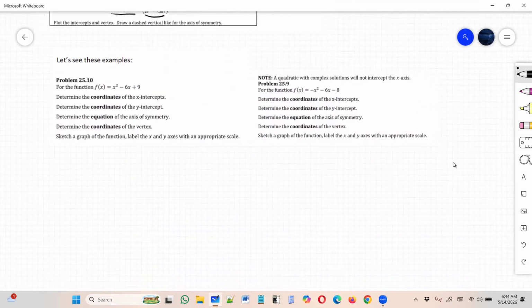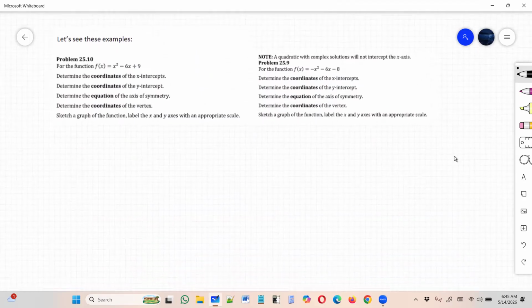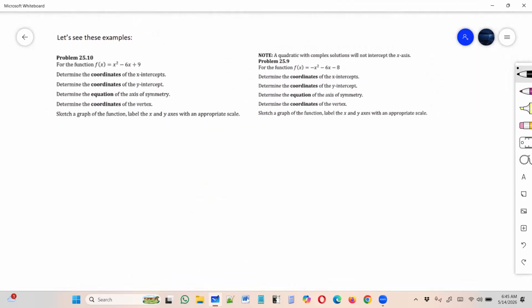So the questions on your workbook are already in the format that we want you to do them, with the exception that I'm going to do the y-intercept first because that's the easiest one. So let's see. Here's a function. They're giving us a function, and we need to answer all of these questions. But I'm going to begin with the y-intercept.